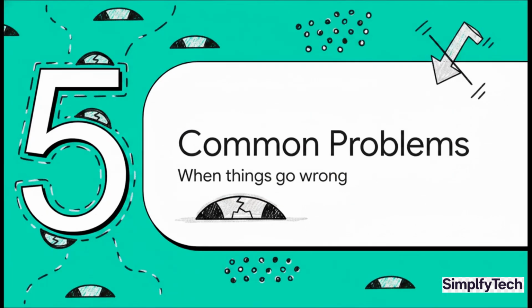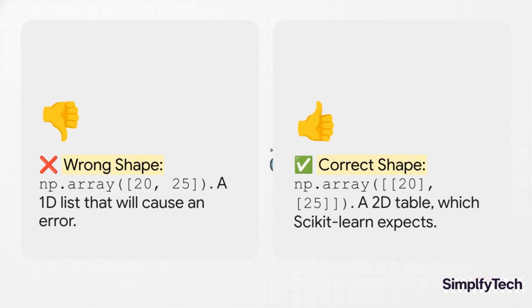Okay, so Jeff's problem was kind of perfect, right? The data was clean, everything worked smoothly, but in the real world, you are absolutely going to hit some snags. So let's talk about the number one error that trips up almost every single beginner. You'll see this error a lot. Scikit-learn is, let's say, picky about the shape of your data.